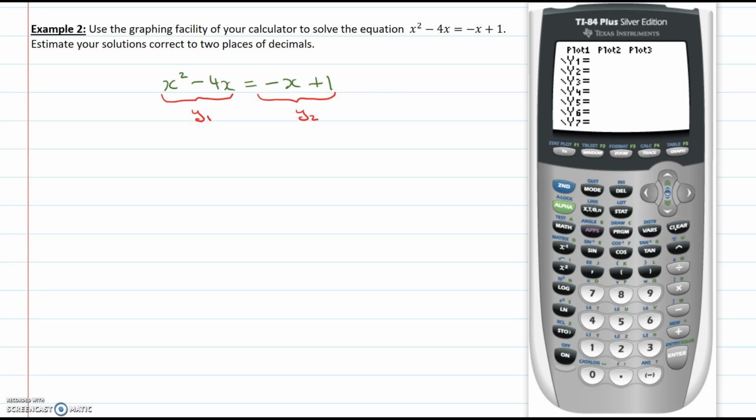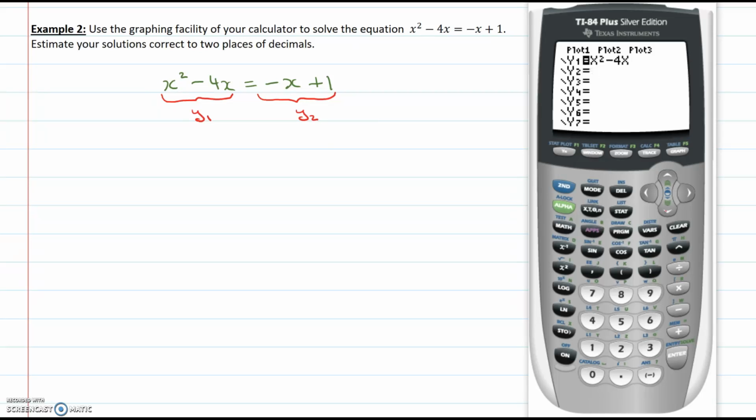Now if we go back up and start on y1. y1 is x squared minus 4x. So that's x, and to square it, you hit this x squared button here. So x squared minus 4x. Okay, that's the first side. The other side is negative x plus 1.